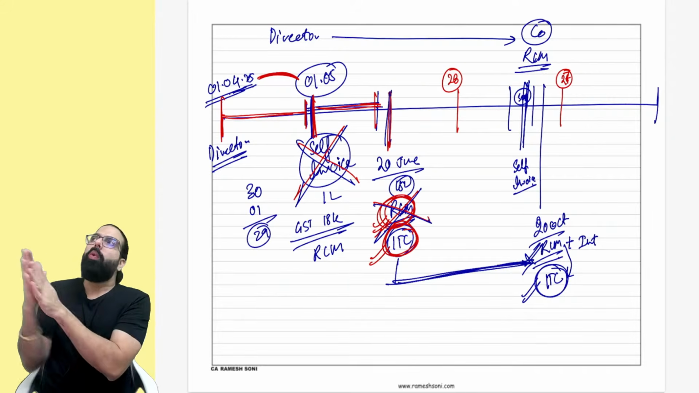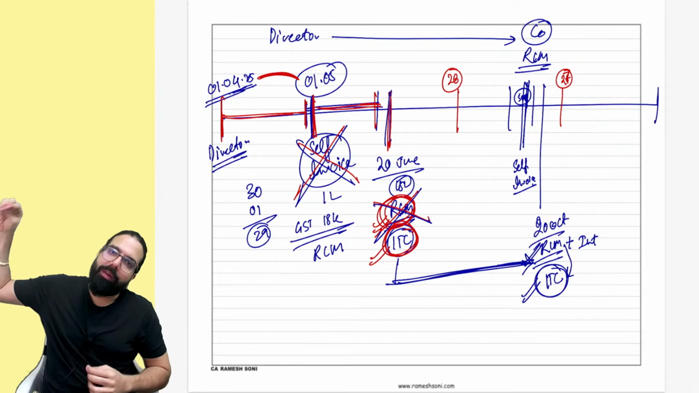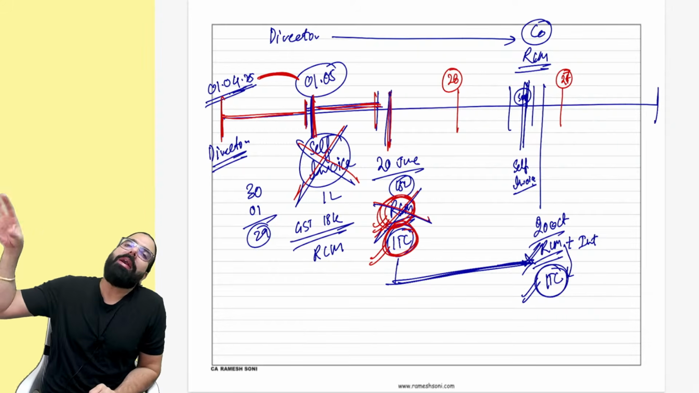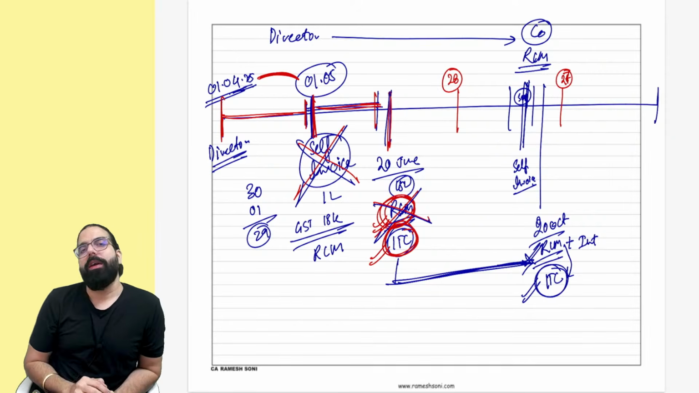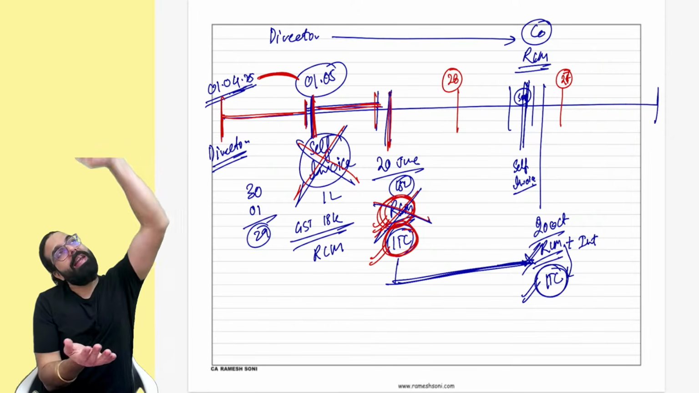If one RCM had to be paid in 2025-26, but I paid later, might be after 1 year, can I still pay and take the credit?